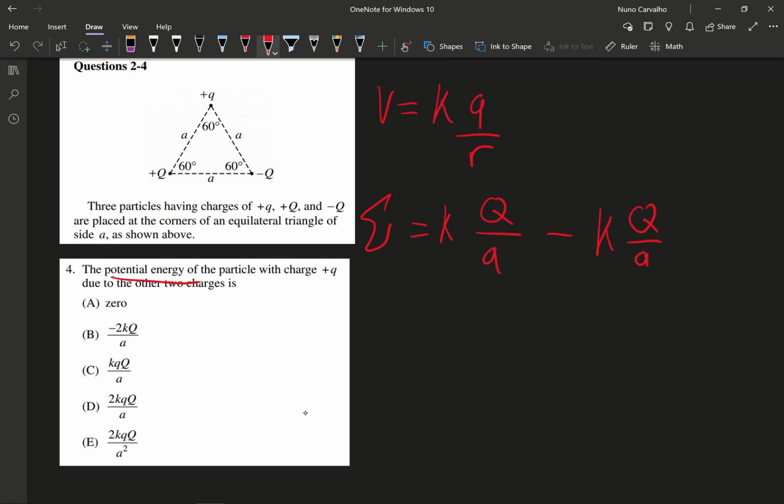And so keep in mind, since they have the same distance to the point Q, and they also have the same magnitude of charge, but they are opposite, this will basically equal 0. So there's actually a potential energy of 0 at the point where the plus Q is.